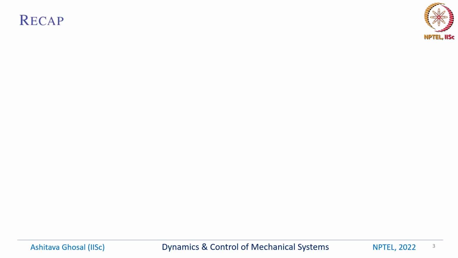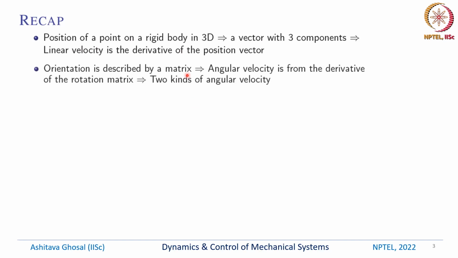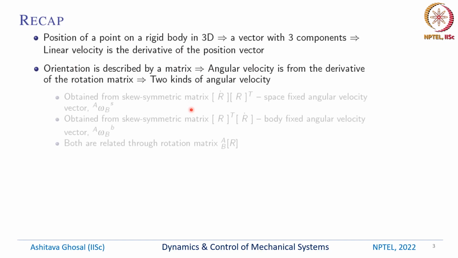To recapitulate, in the last lecture, we looked at the position of a point on a rigid body in 3D space, and this is represented by a vector with three components, and the linear velocity is the derivative of the position vector. The orientation, on the other hand, is described by a 3x3 matrix, and the angular velocity is derived from the derivative of the rotation matrix. And we saw there are two kinds of angular velocities. One was the body fixed and one was the space fixed.